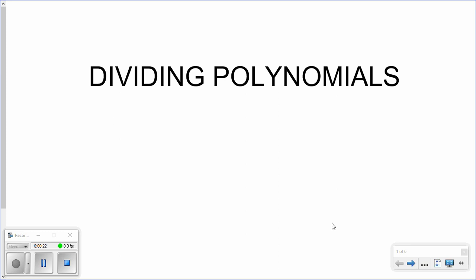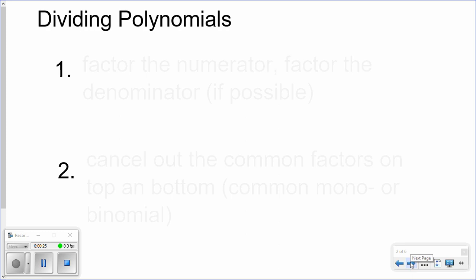So dividing polynomials, there are a couple of steps. It's actually really easy because all we're doing for dividing polynomials is factoring. We are just factoring everything and crossing out what they have in common. So those are the two steps.